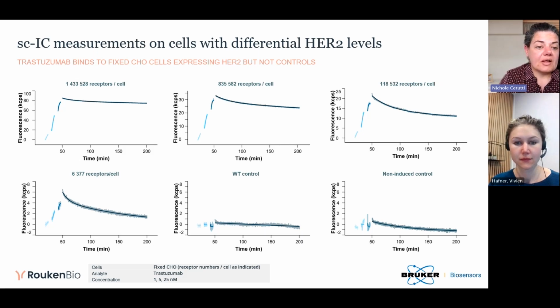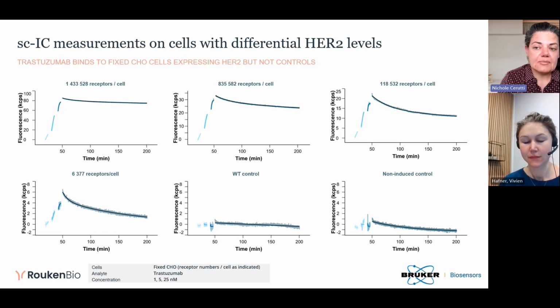Trastuzumab was able to bind all 4 of the target expressing cell lines. And as a control, we used the wild type CHOK1s that had not been induced or transduced. And then we had the CHOK1s that had been transduced but not induced. So you can see they were very good controls for this.